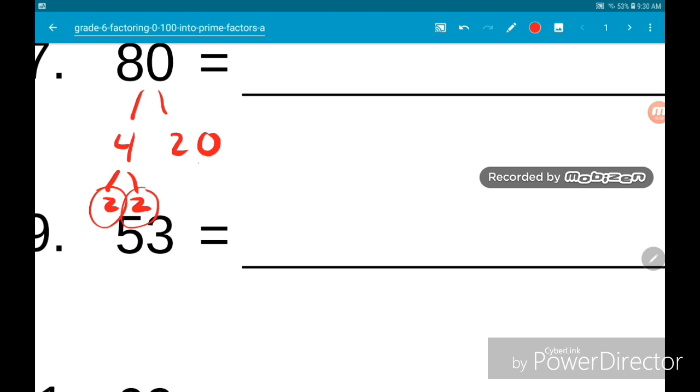I'm going to use 4 and 5. So 5 is prime. I can break down the 4 into 2 and 2. So the prime factorization is 2 times 2 times 2 times 2 times 5. That is the prime factorization for 80. I broke it down to all prime numbers.